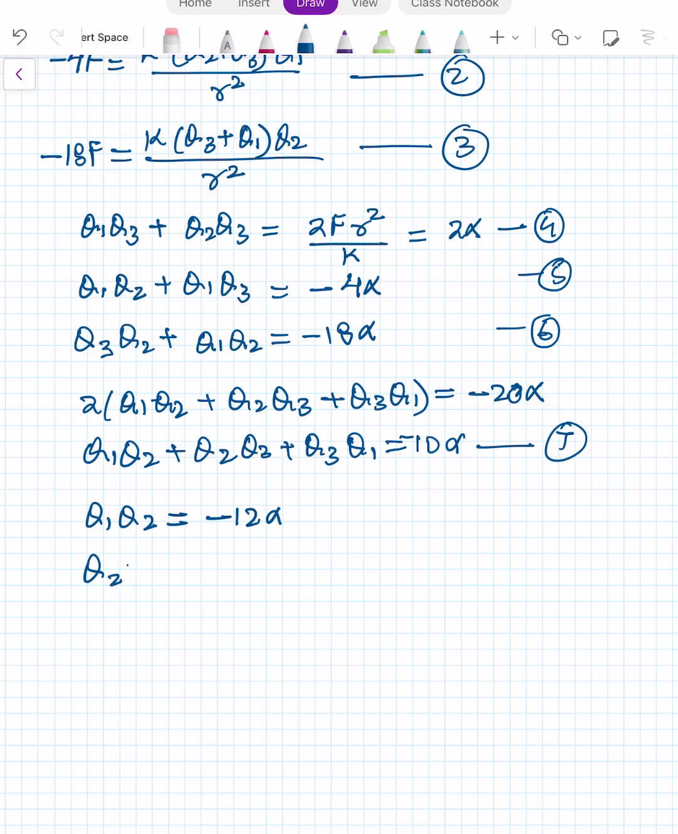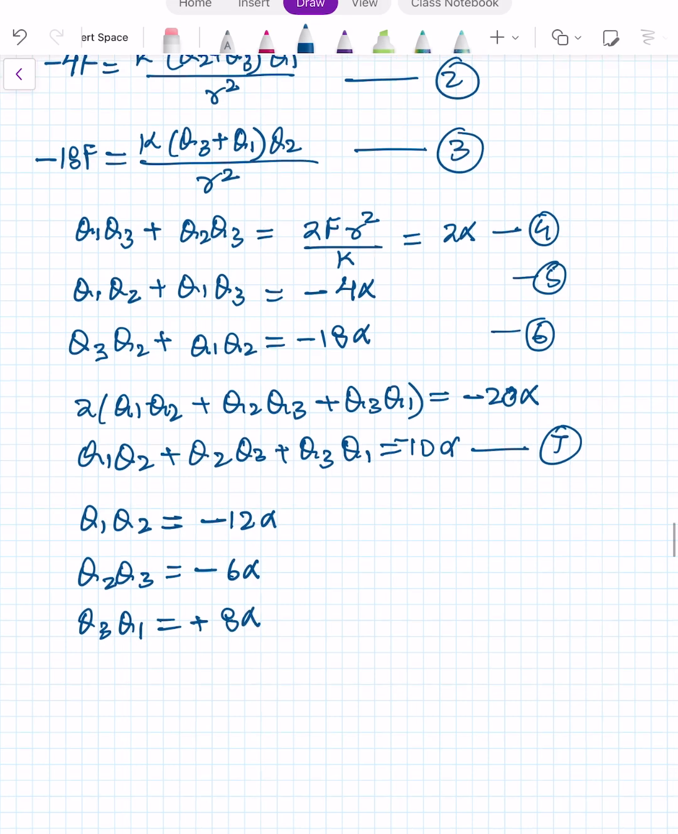Q2 Q3 is equal to minus 6 alpha. Q3 Q1 is equal to plus 8 alpha. By subtracting, this is given by 7 minus 4, this is given by 7 minus 5, this is given by 7 minus 6. Now multiply these three equations.